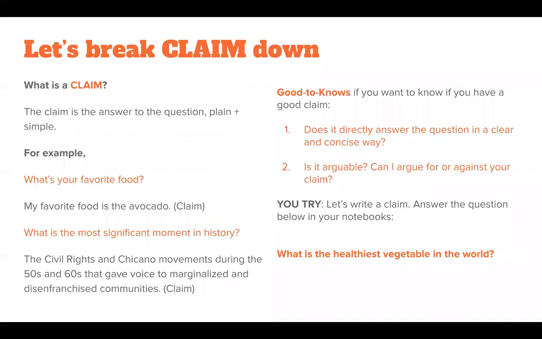Let's break down the claim. So what is a claim? The claim is the answer to the question, plain and simple. So for example, what is your favorite food? My favorite food is the avocado. That would be the claim for the question. What is the most significant moment in history? The civil rights and Chicano movements during the 50s and 60s that gave the voice to the marginalized and disenfranchised communities. That would be a claim. It's the answer to the question in which you are going to explain in an analysis format.